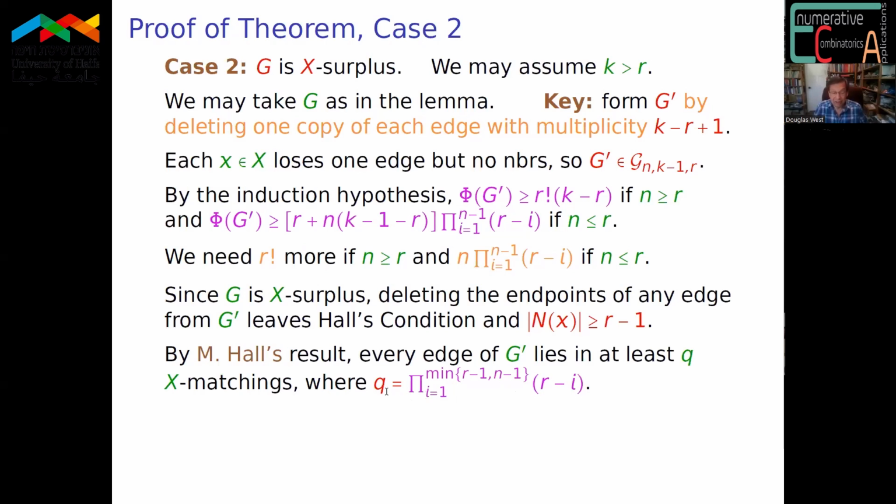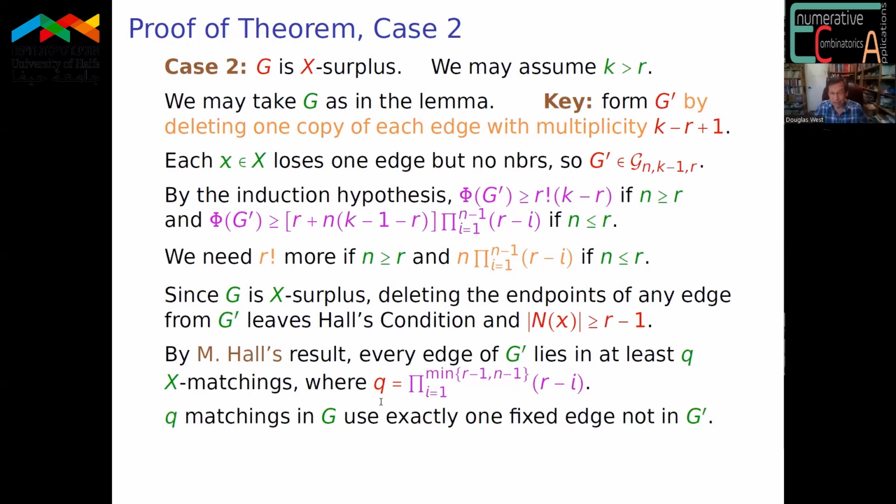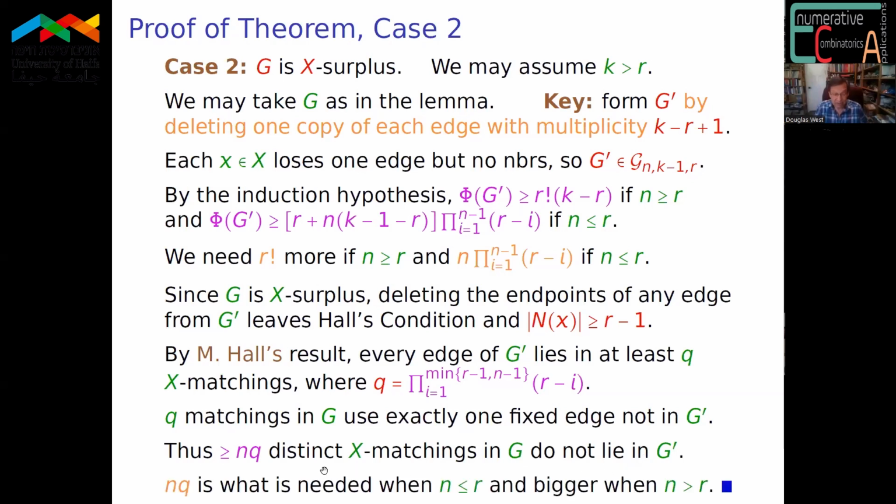So we can use one of the deleted edges instead. And there will be exactly, or at least rather, Q X matchings that use exactly one of those deleted edges. And that's true for each of those deleted edges. And we deleted one from each vertex of X. So that means we'll get at least n times Q distinct X matchings in G that don't lie in G prime and use just one of our missing edges. But that's exactly what we need.